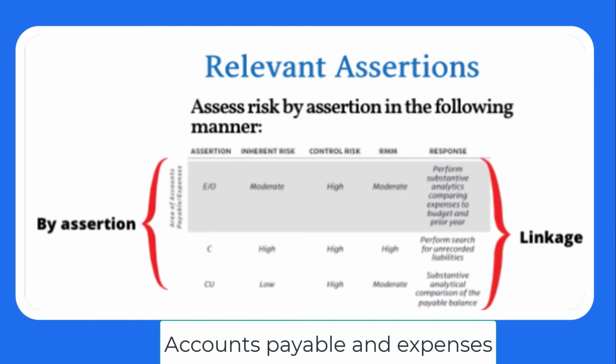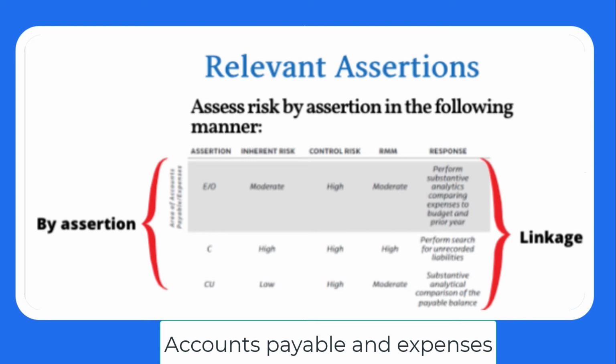Now, why would occurrence be a relevant assertion? Well, you think about expenses or revenues. If they don't occur, they don't exist. So usually occurrence is a relevant assertion for revenues or expenses. So in this example, I have 3 relevant assertions for accounts payable and expenses, and those are occurrence for the expense, and then completeness and cutoff for the accounts payable balance.